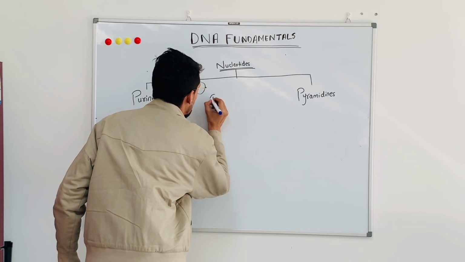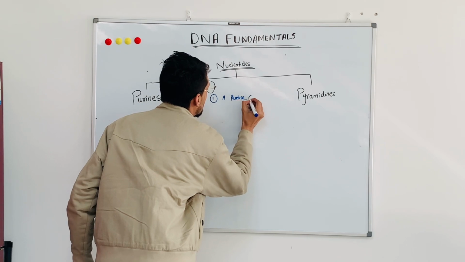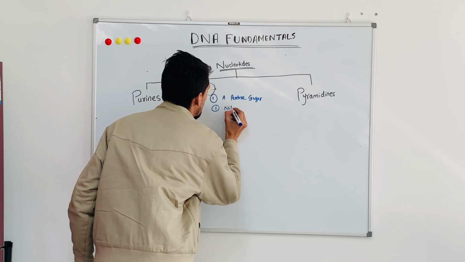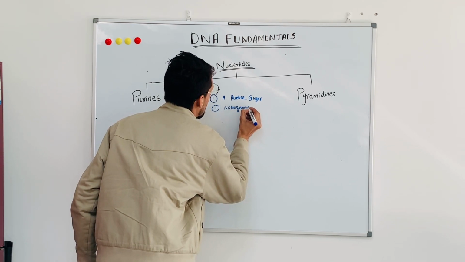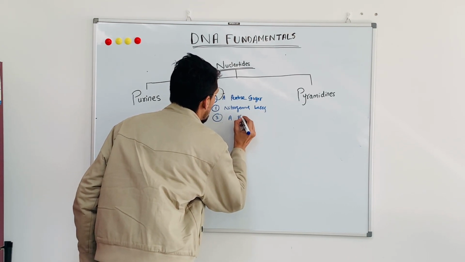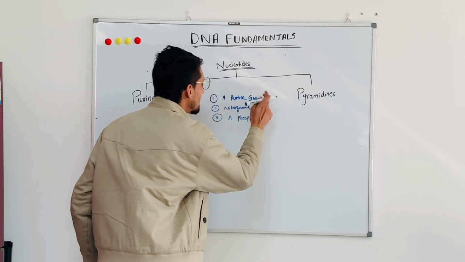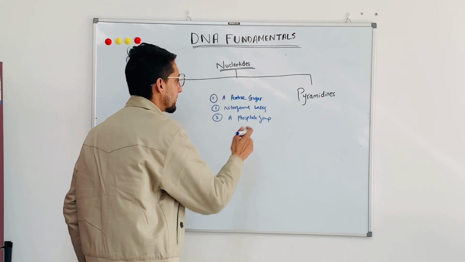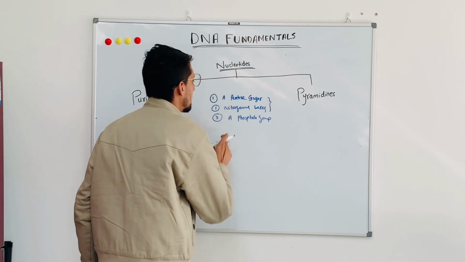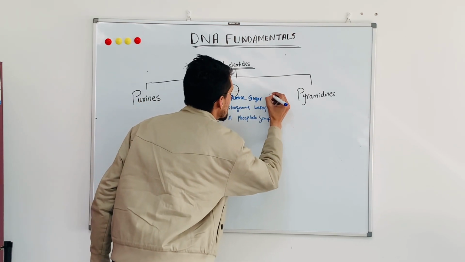three things. One is a pentose sugar, the second is nitrogenous bases, and the third is a phosphate group. So these three things combine together to form a nucleotide. If a phosphate group is removed from these three, and there are only two things, pentose sugar and nitrogenous base, it will be called a nucleoside.